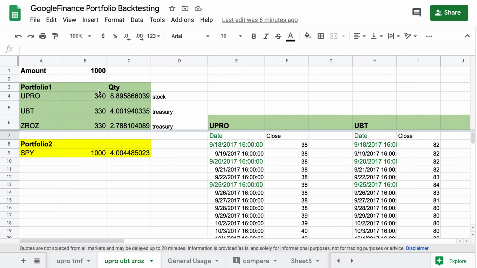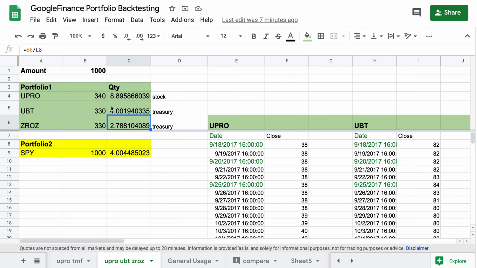Now this is where I mentioned that this is my portfolio. So I have overall $1,000. I put 340 here, 330 here, 330 here, and 1,000 here. This is quantity: with $340 on this particular day, when I start investing at this price, I can get this many stocks. So this is basically B4, the money I have, divided by F8, the price on that day. With $340 I get 8.89 stocks of UPRO. With $330 I get 4 stocks of UBT. With the same amount, 330, I get 2.788 stocks of ZROZ.